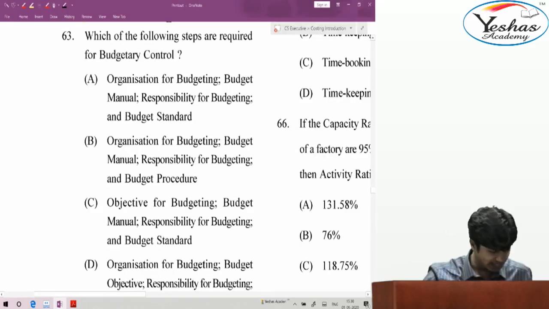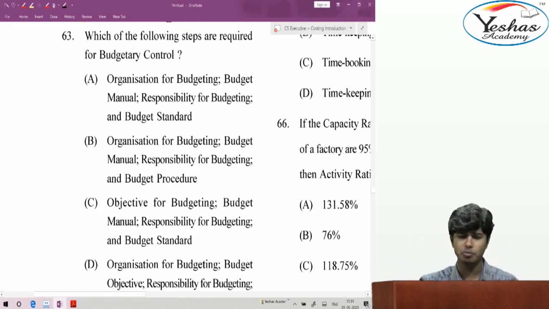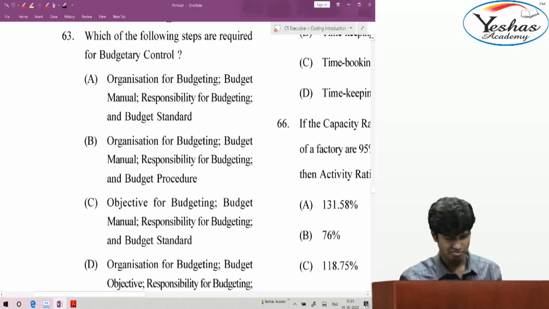Come on, 63rd question. Which of the following steps are required? Do we need organizing for budgeting? Yes. Do we need a budget manual? Yes. Do we need budgeting? Yes. Budget standard? Budget standard comes after budgetary control. That is a separate chapter altogether. But okay, so this covers a few aspects.